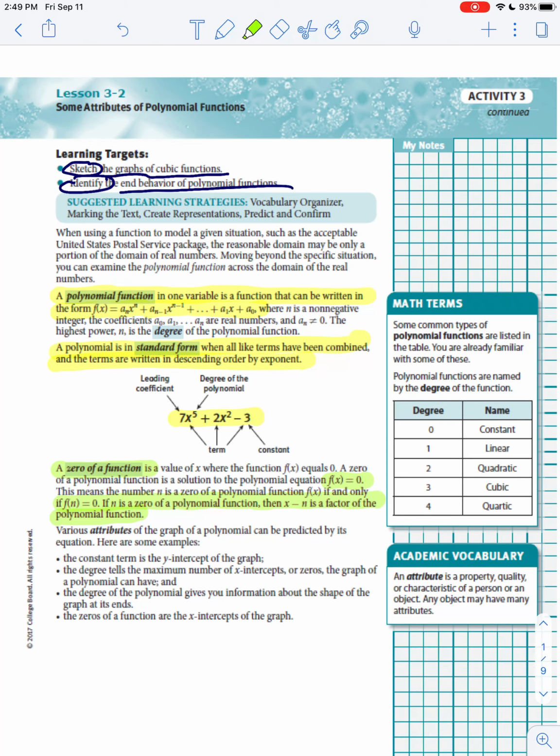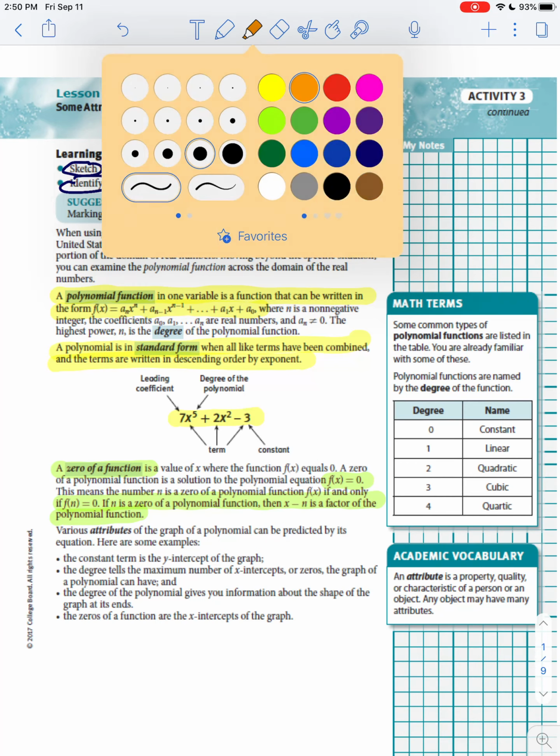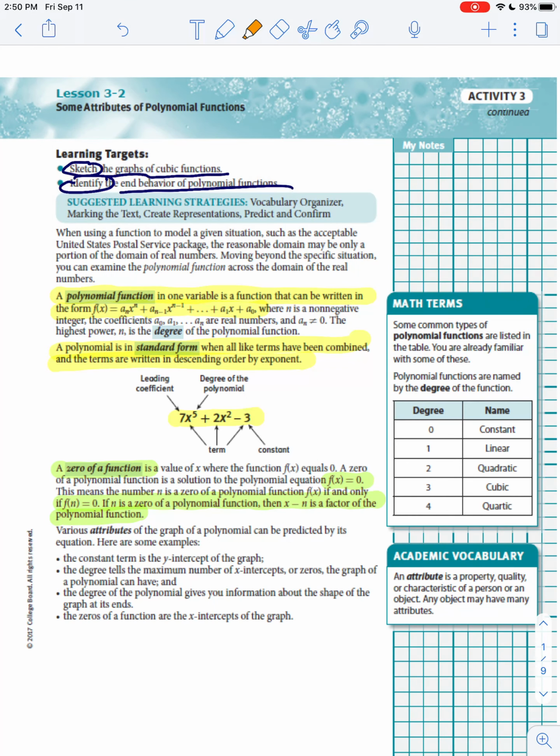All right, but what we're really focusing on here are the attributes of the polynomial, and that we can actually predict the attributes by looking at the polynomial. So here are some of the things that we're going to go through. So first of all, the constant of a polynomial is always going to be the y-intercept of the graph. So the constant will be the y-intercept.